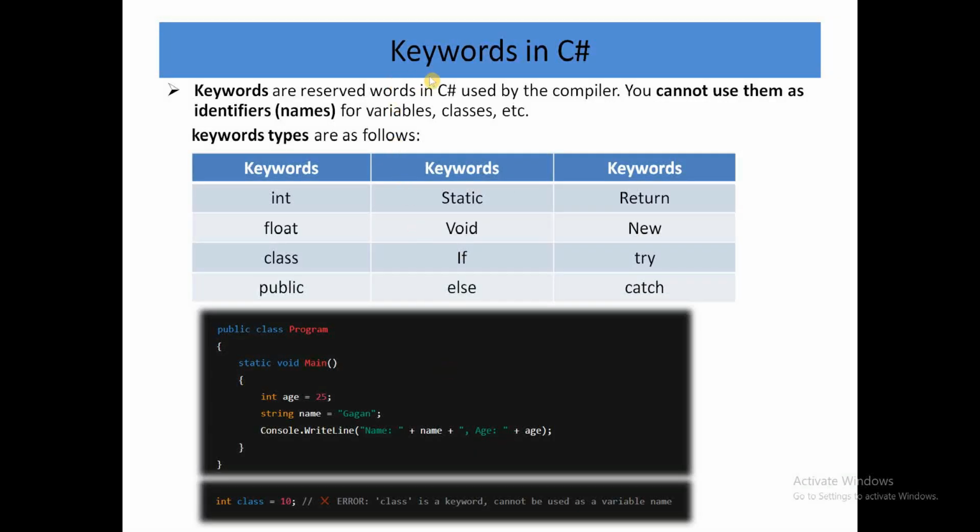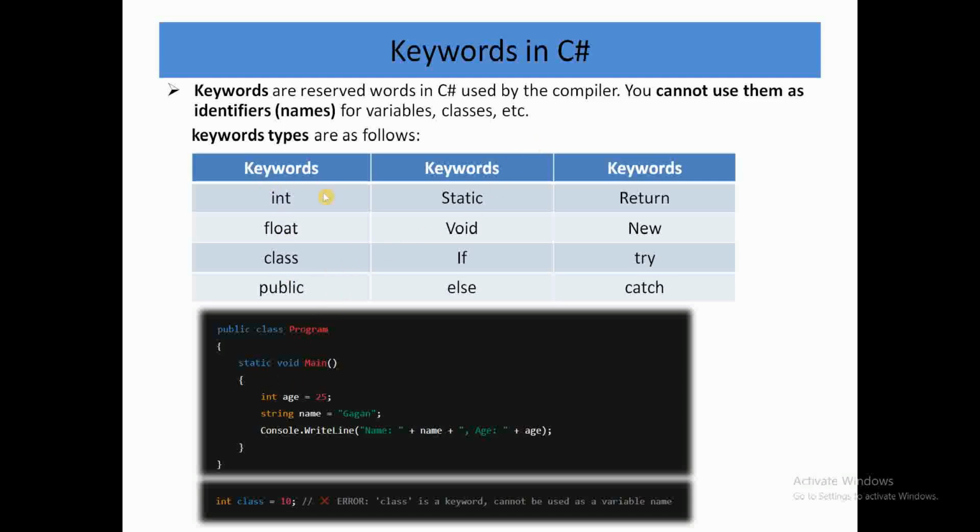The first topic is keywords in C#. Keywords are reserved words in C# used by the compiler. You cannot use them as identifier names for variables and classes. We cannot use these as a variable name. Suppose we define int age is equal to 10. Instead of age, we cannot write string or these kinds of reserved words as variables. This is the rule of C# programming, and the compiler will give us an error if we use them as a variable.